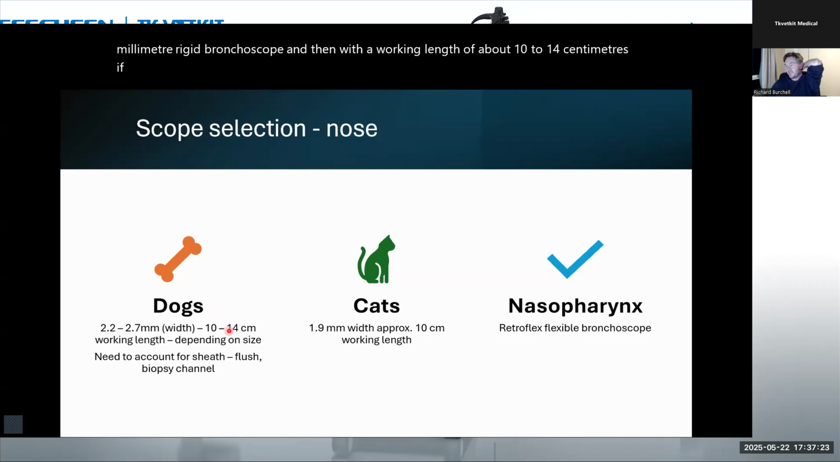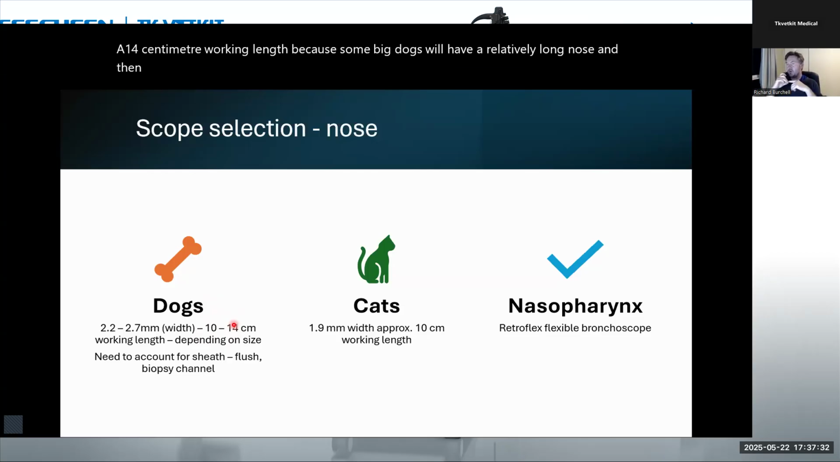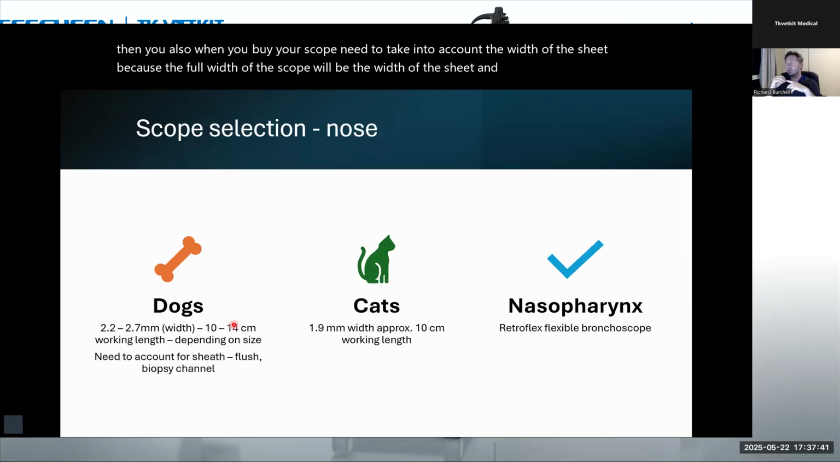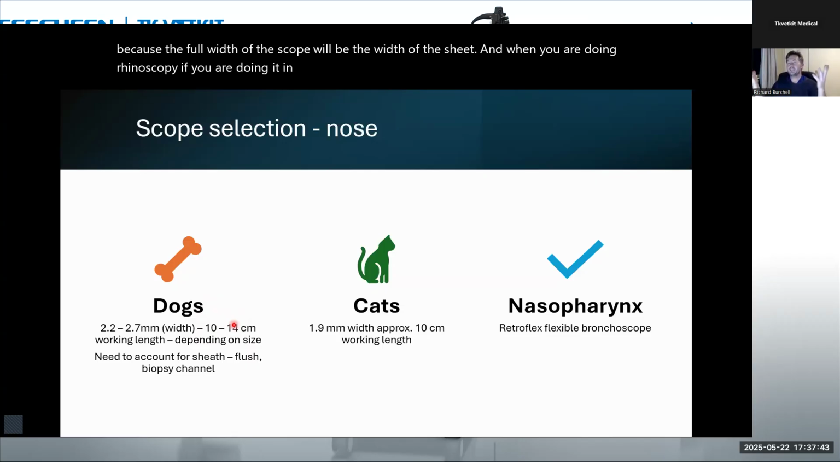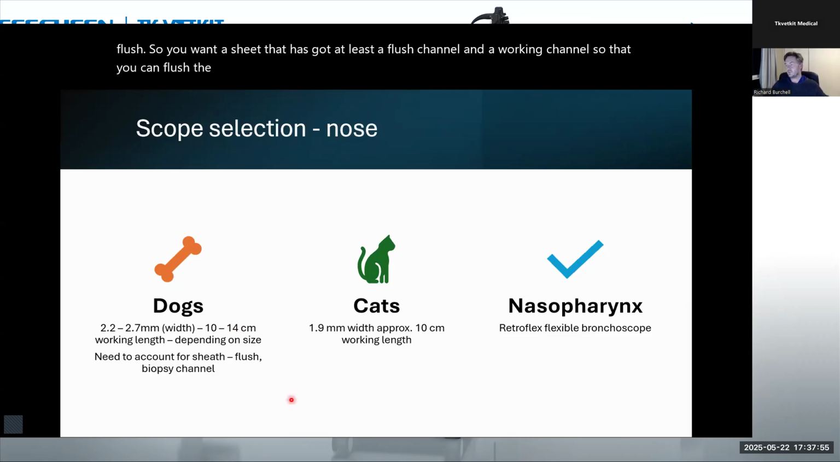If you get a 2.7, you want to try and get at least a 14 centimeter working length, because some big dogs will have a relatively long nose. And then you also, when you buy your scope, need to take into account the width of the sheath, because the full width of the scope will be the width of the sheath. And when you are doing rhinoscopy, if you are doing it in a mucopurulent environment, you often are going to need a flush. So you want a sheath that has got at least a flush channel and a working channel so that you can flush the pathway while you are scoping.